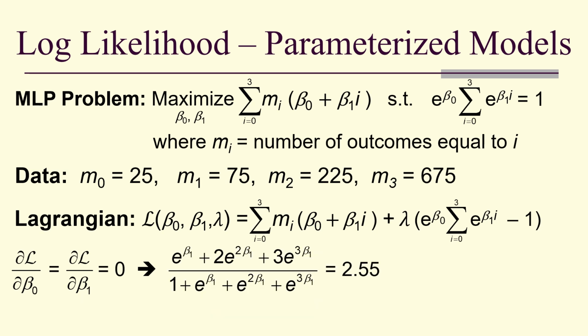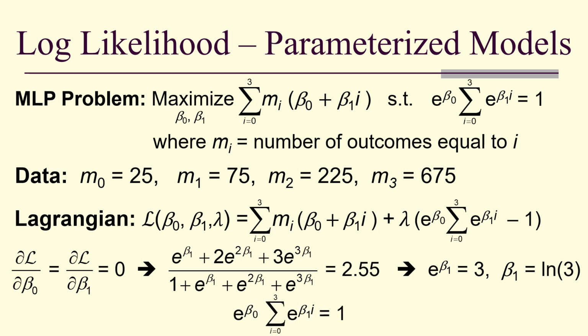Or in other words, e to the beta 1 plus 2e to the 2 beta 1 plus 3e to the 3 beta 1 over 1 plus e to the beta 1 plus e to the 2 beta 1 plus e to the 3 beta 1 is equal to 2.55. You can solve that. It's actually e to the beta 1 equals 3, or beta 1 equals the natural log of 3. Now we can plug that back in. So e to the beta 1 is 3, so that's 3 to the i in the sum, but that can just be added up. It's 40, and e to the beta naught is 1 over 40. So beta naught is negative log 40.